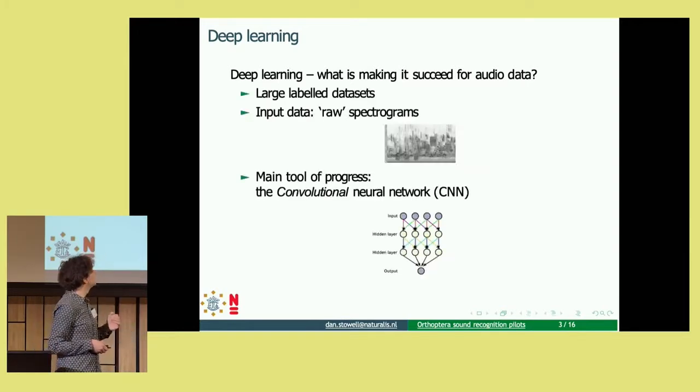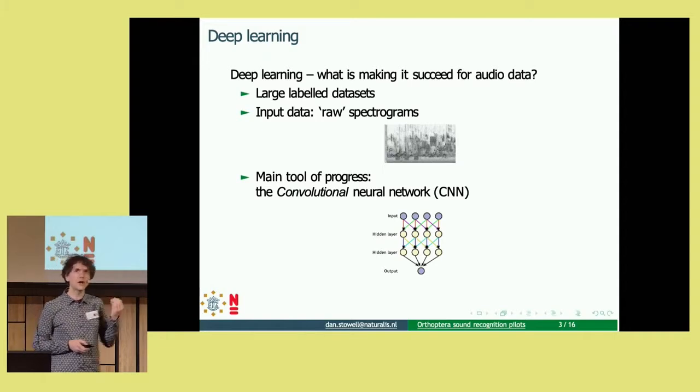What makes it succeed is, firstly, large labeled data sets. So this is less about the actual algorithmic technology and more about the availability of the data. This is really an important thing. This is true for speech technology, birdsong recognition. It's going to be true for insect and orthopteran sound recognition as well.